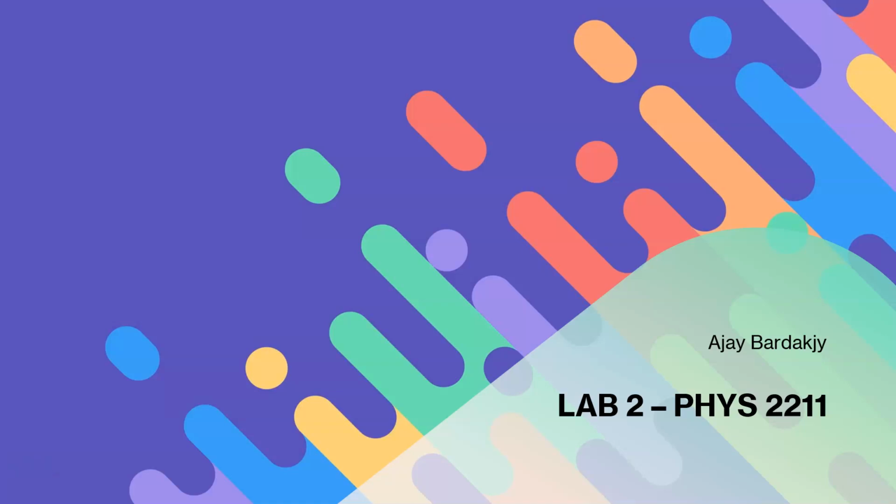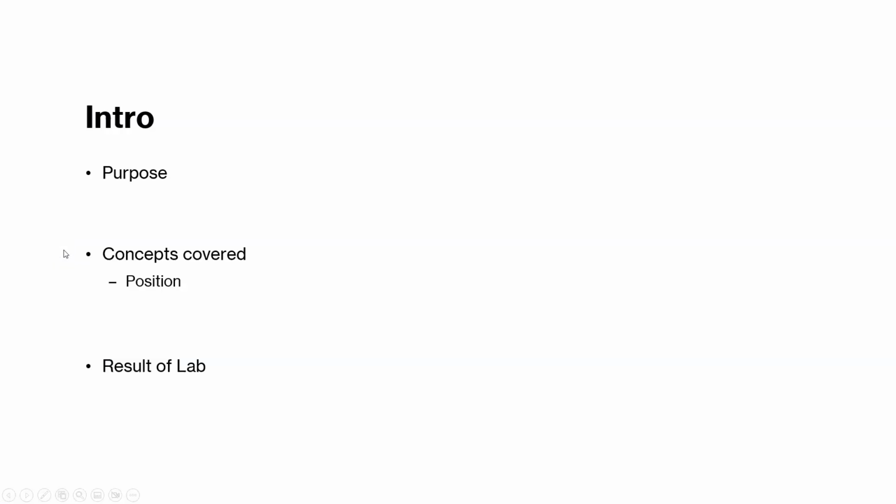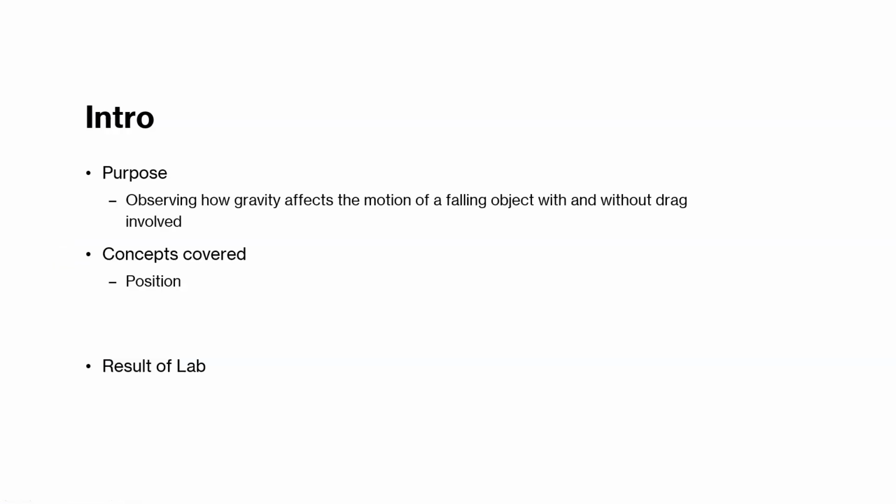Hi, this is Lab 2 for Physics 1. In this lab, we're going to be observing how gravity affects the motion of a falling object with and without drag involved. We'll cover that more with the graphs later. We're going to cover position, acceleration, and also drag as well.